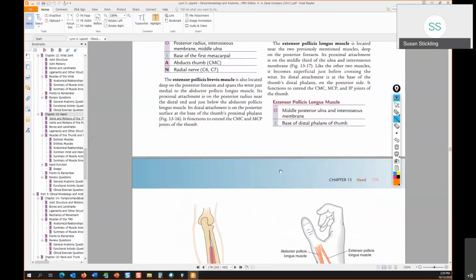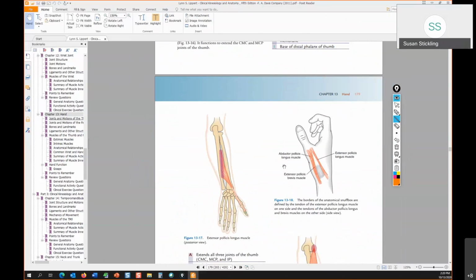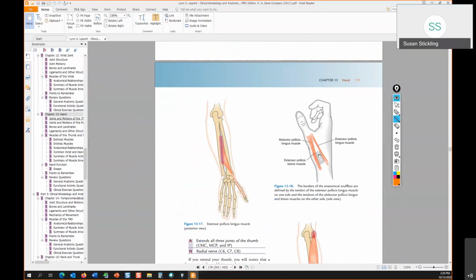So like I said, the rest of it's just muscles. This is always a fun thing in looking at anatomy, it's called the anatomical snuff box. If you take your thumb and go into adduction and extension, you can make a little divot there where the extensor pollicis longus and brevis make a little area there, what's called an anatomical snuff box.